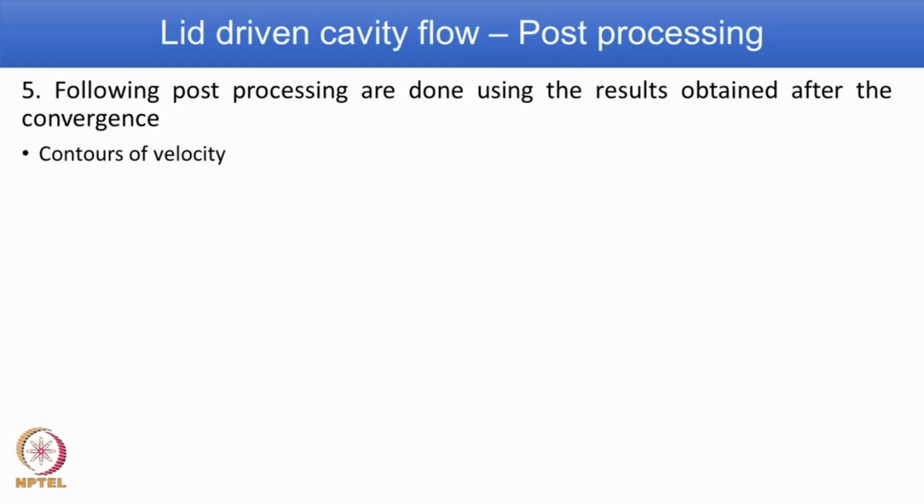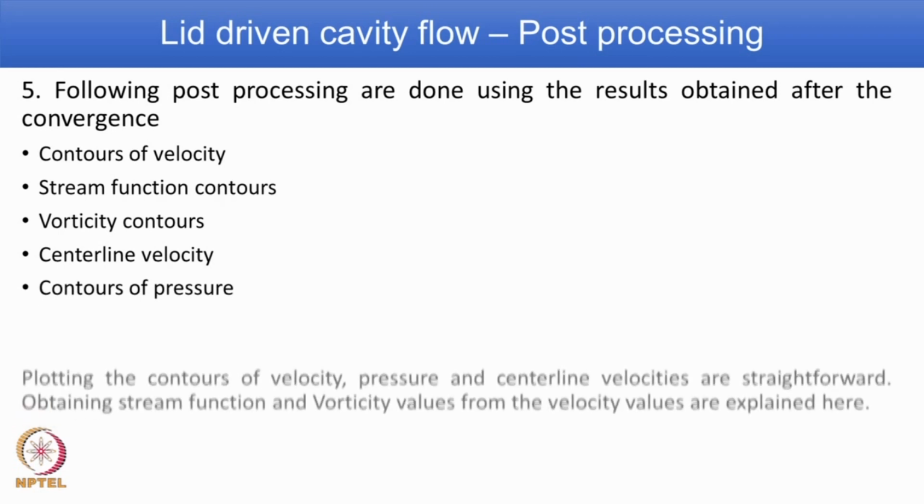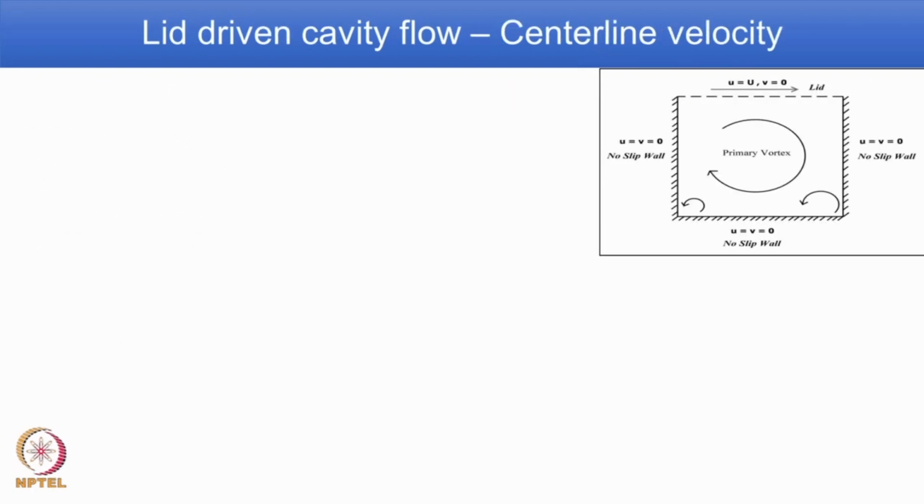So, you can have contours of velocity, stream function contours, vorticity contours, center line velocity, you can have a velocity line plotted at any specific x and y grid line, then you can have contours of pressure, etc. Plotting the contours of velocity, pressure and center line velocities is straightforward. Obtaining the stream function and vorticity values from the velocity values is explained in the subsequent slides.